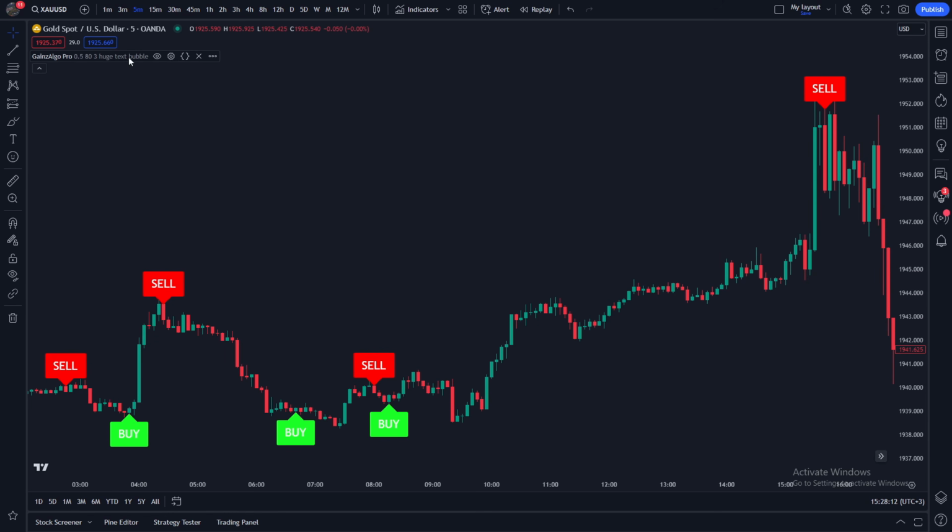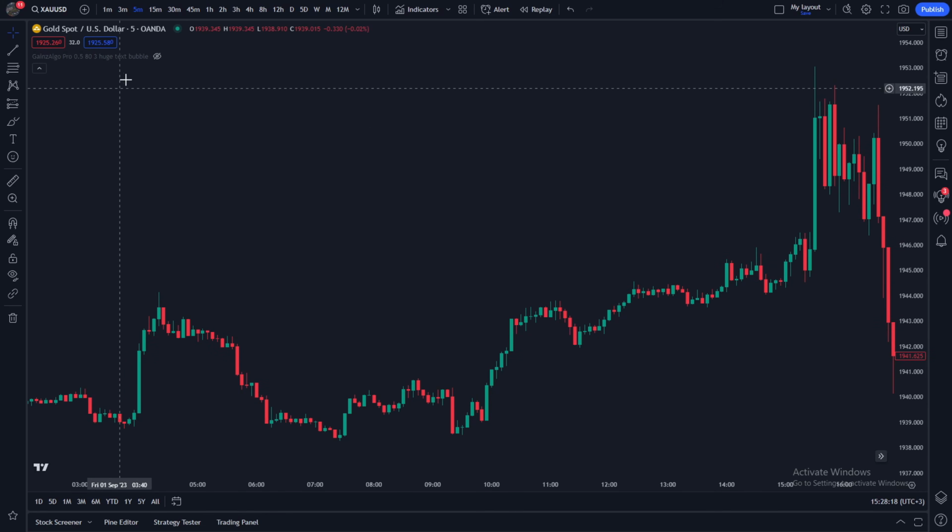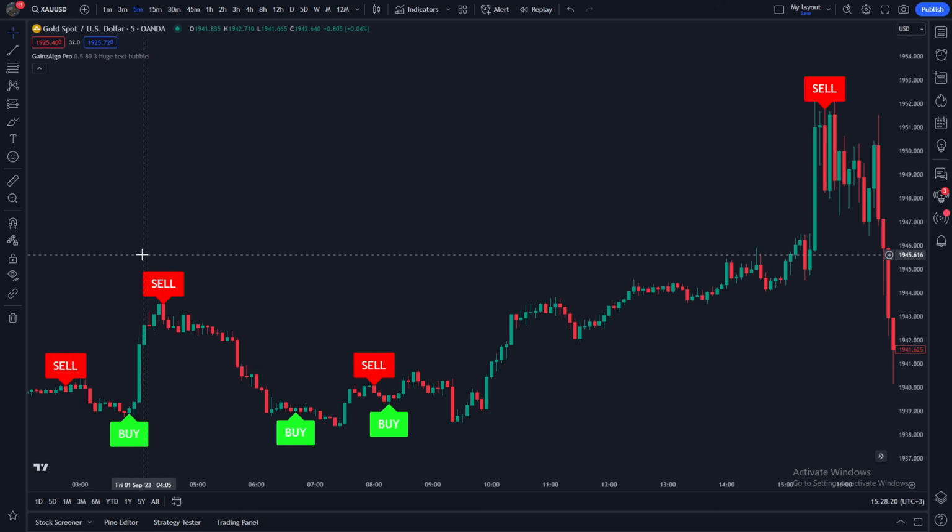This is no Photoshop. I can just go on GainzAlgo Pro here, I can hide the indicator, and as you can see, all the signals disappeared. And if I turn it back on, there they are, right? So this is not Photoshop, this is real TradingView, and these signals are generated by GainzAlgo Pro.